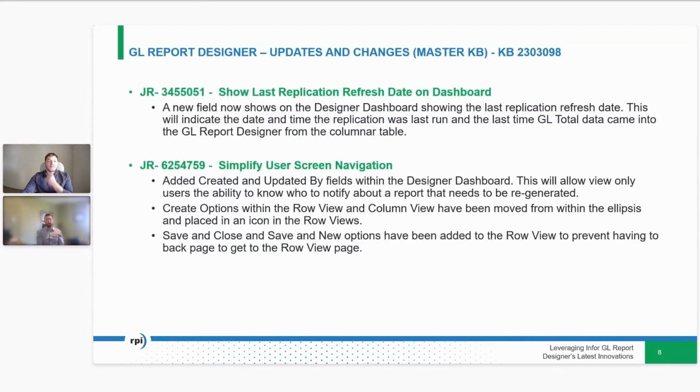Okay, so 4 highlights we want to call out from October of last year before we look into what's upcoming in April. We've got a replication refresh date on our dashboard of the GL Report Designer, which is great. That's allowing us, as someone who is looking at the report or running the report, the ability to see when that data came in to the report designer from the columnar table. So ensuring that you're always looking at the latest and greatest data.